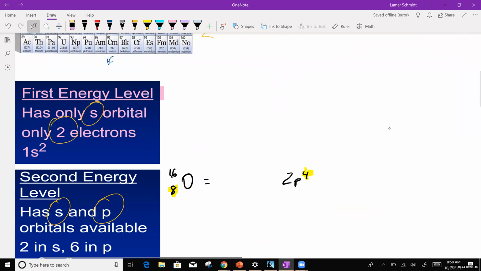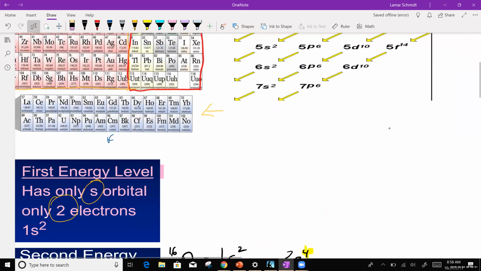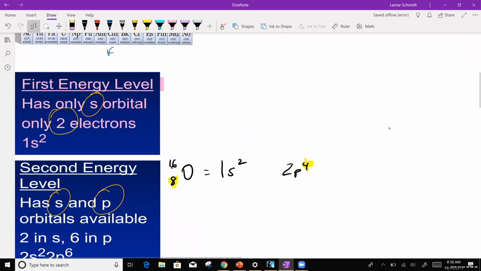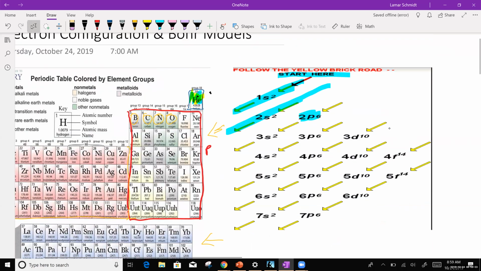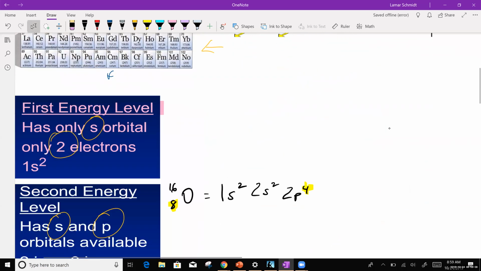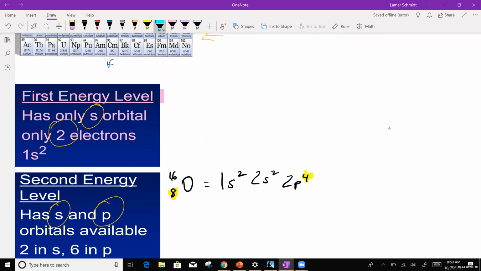Of course, this is easier for you. You don't have to change screens. 1s2. And then when you're done with that, you keep going. The next thing is 2s2. And then we go to the end. When we stopped at 2p6, except we didn't go to 2p6, we went to 2p4, and we had already written that down. So if we count our electrons now, we have 2 plus 2, which is 4, plus another 4, which is 8. And so you have all of your electrons accounted for.